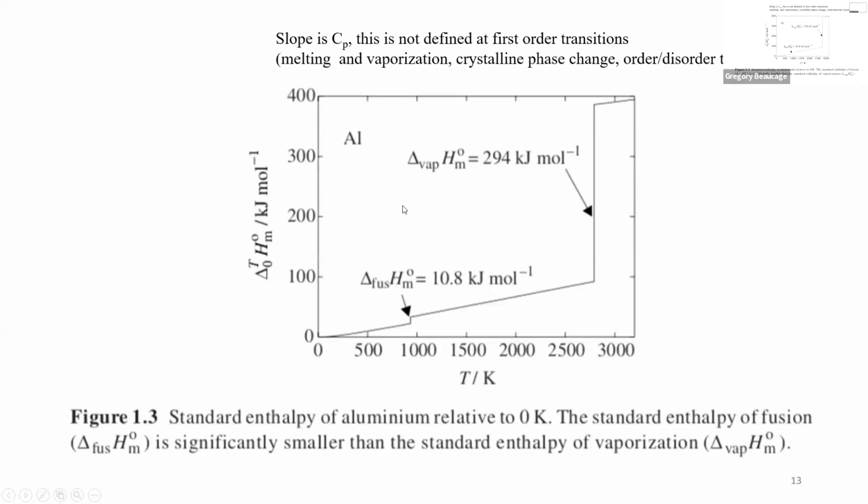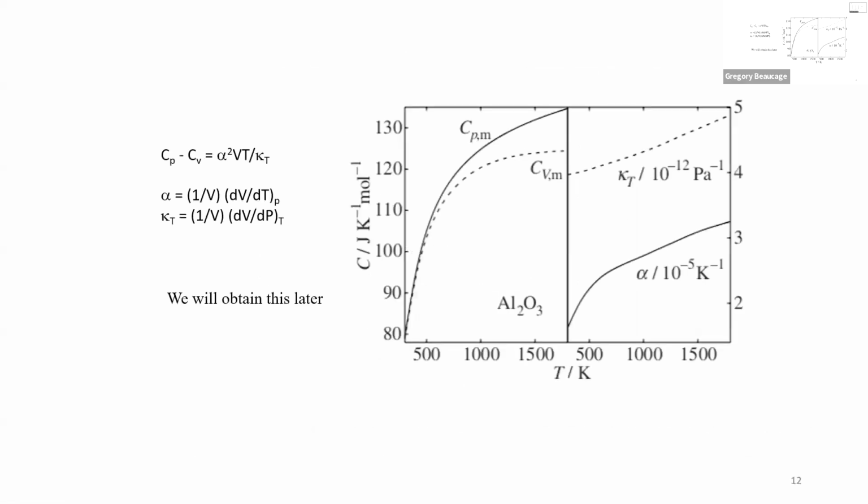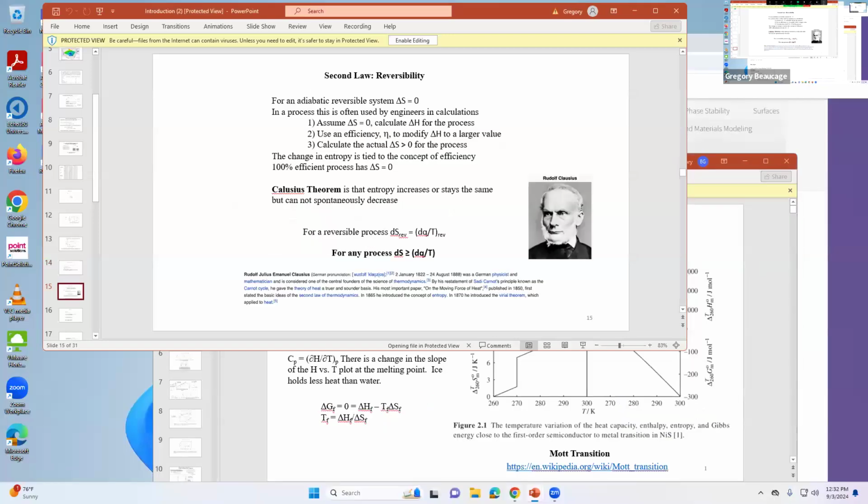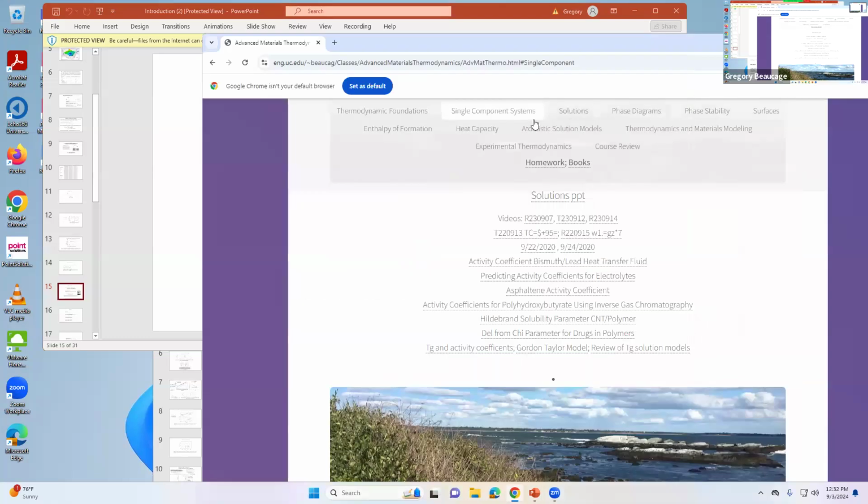So anyway, I think I got up to, well, I talked about the heat capacity. The difference in the heat capacity is this equation. So I want to derive that. And then I think I went through this. So we'll have a section on surfaces. So it'll be like solutions, phase diagram, single component, then solutions, phase diagram, phase stability, which is like kinetics kind of, and then surfaces.